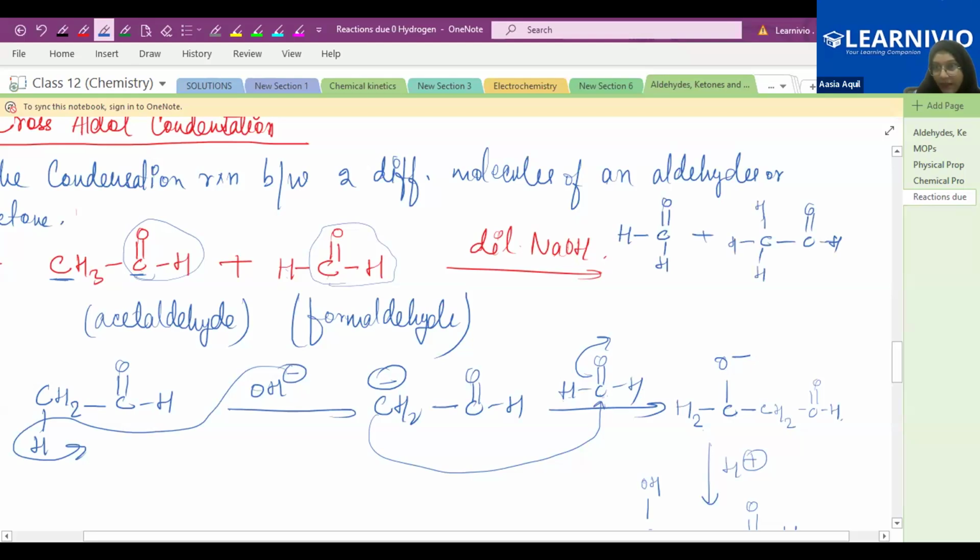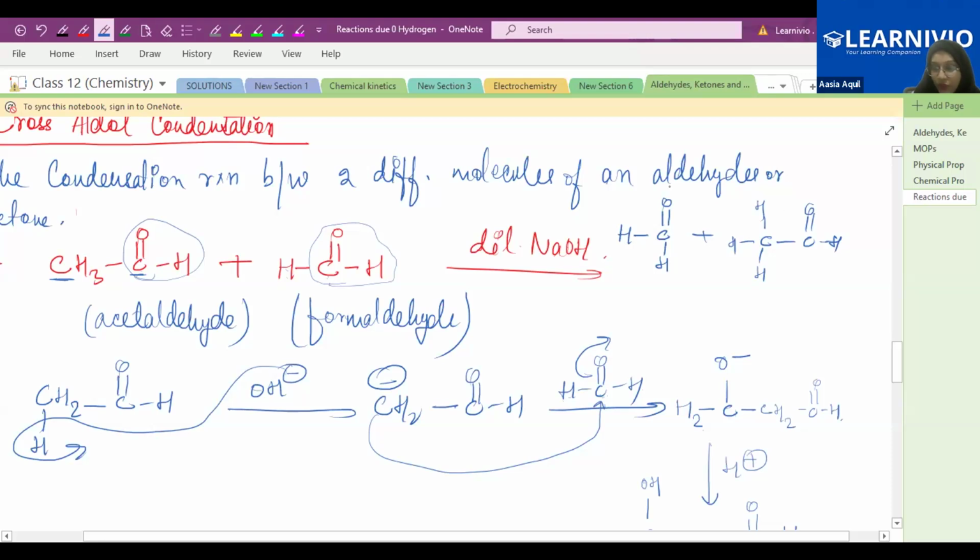These two hydrogens are attached to this carbon, not to the other carbon, not to the alpha carbon. So you can't consider this hydrogen as an alpha hydrogen. It is not an alpha hydrogen. If it is attached to the alpha carbon, then only it is an alpha hydrogen.